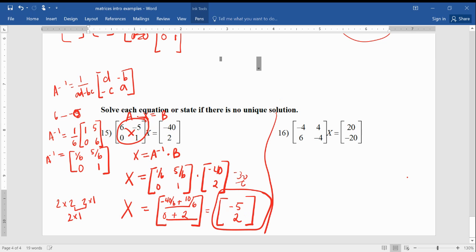All right, so let's do another one. So the first thing we got to do is find the inverse of the first matrix. We call it matrix A.